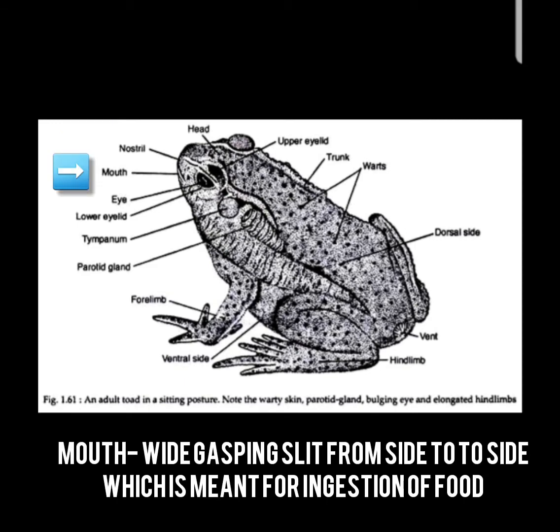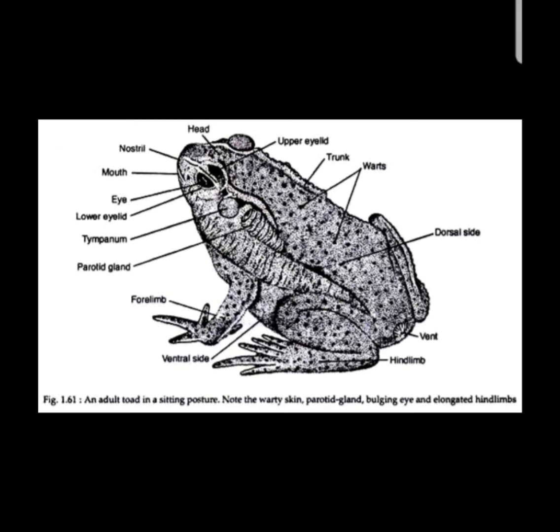Next, we have the mouth. It is a wide gaping slit which extends from side to side along the anterior end of the snout. It is meant for ingestion of food.